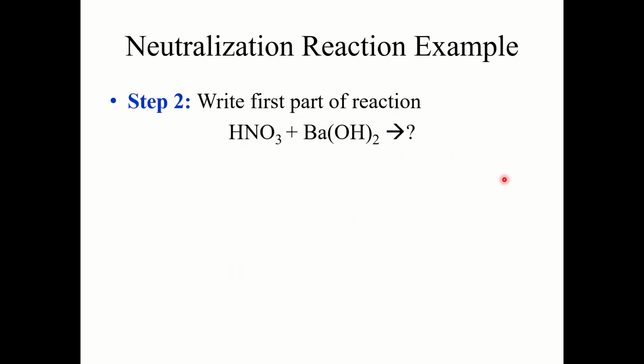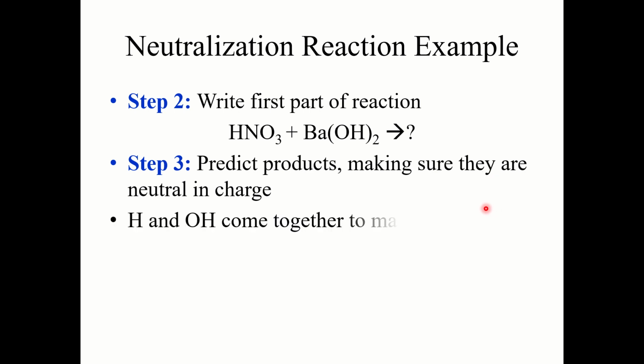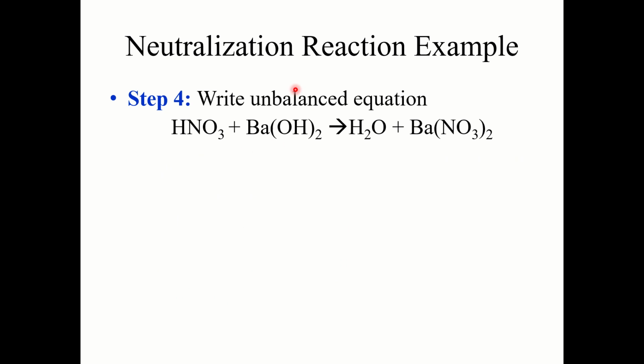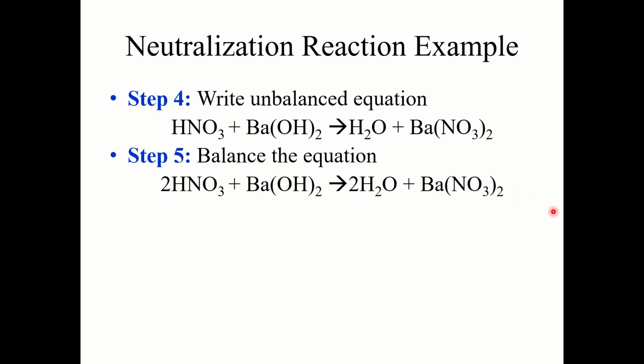Now we need to figure out the products here. Well, make sure they are neutral in charge, so the H is going to come together with the OH to make water, and then what's left behind is barium and nitrate. So Ba2+ and NO3- are going to come together to make the salt, so they'll make Ba(NO3)2 using the crisscross rule to balance the charges. So here is our unbalanced reaction. Nitric acid plus barium hydroxide forms water and barium nitrate. So now I'm going to balance the equation.